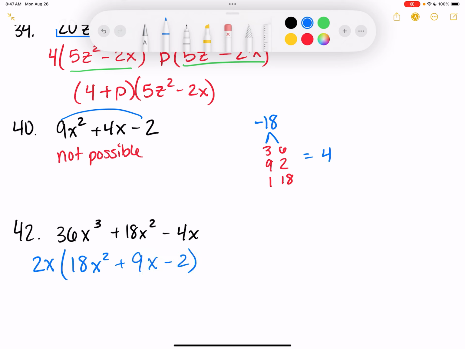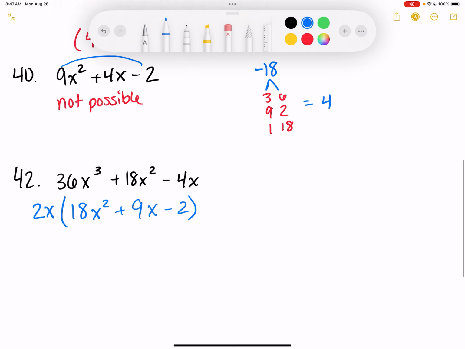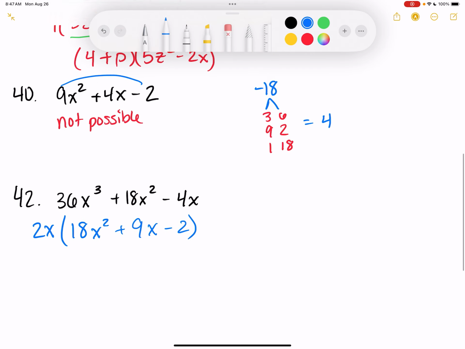Now, for the stuff in parentheses, I'm going to attempt to use the arch method to find factors. But this 2x is going all the way down the problem with me, all the way till the end. So I need factors of 18 times negative 2, so factors of negative 36, that when added together give me a 9. Obviously, since that number is negative, one of these numbers has to be negative.